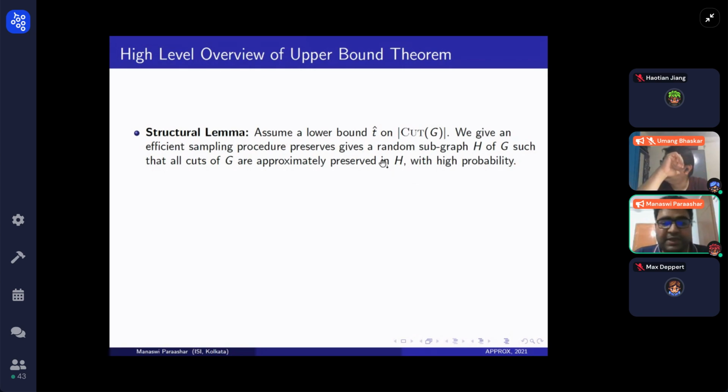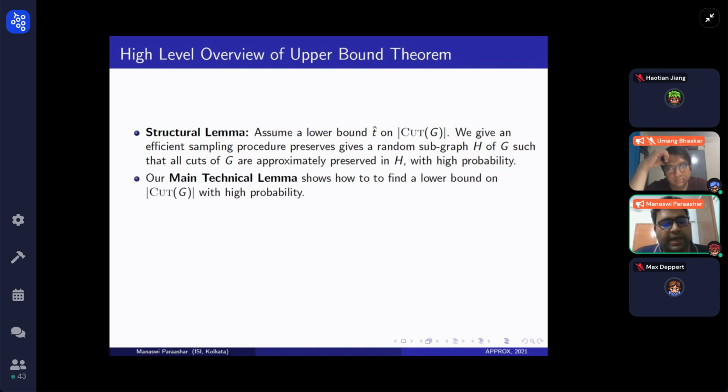Of course, this lemma assumes a lower bound on the size of the minimum cut. And our main technical lemma gives us an algorithm that will find a lower bound on the minimum cut of G with high probability. So using these two lemmas, we can prove our upper bound result. And please have a look at the 20-minute version of this talk, where we give almost a complete proof of this upper bound theorem.